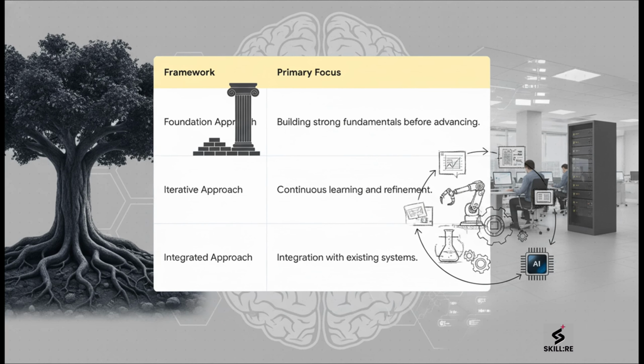Think about critical systems, maybe in healthcare or finance, where a mistake is simply not an option. Second, you've got the iterative approach. This is where you learn as you go. You build, you test, you refine, over and over. It's perfect for something like a new marketing tool, where you're still figuring things out.